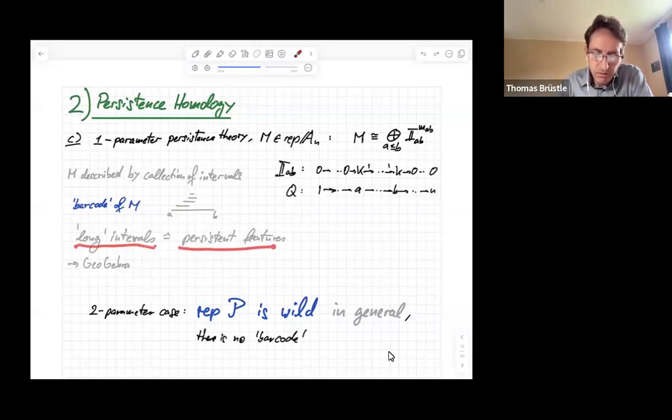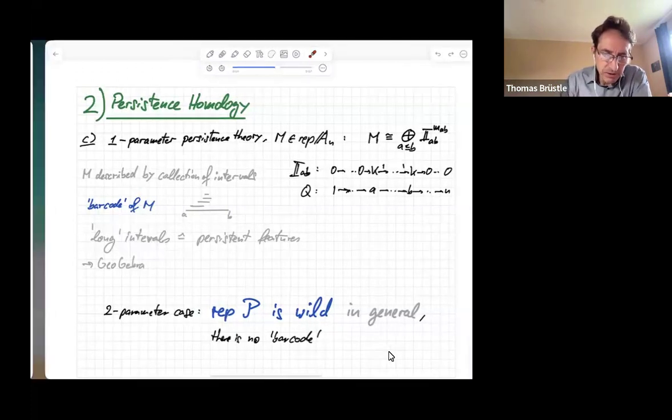Yeah, and the idea is that the longer intervals correspond to persistent features, to something that is topologically interesting, and shorter intervals are some features that are not really relevant. So the word persistent theory comes from the fact that they are looking for topological features that persist through a longer time frame or through a larger range of radii epsilon.